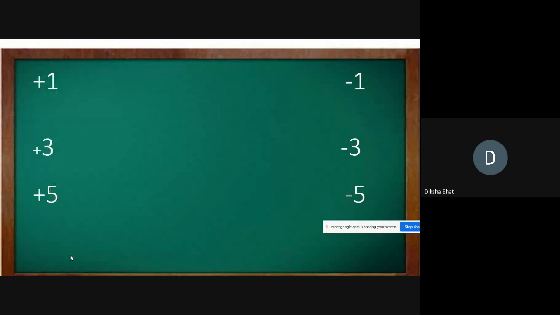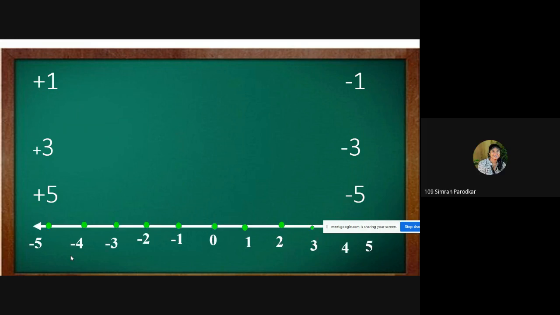Now look at these numbers. What do you observe? Positive 1 and negative 1. Positive 3, negative 3, positive 5, negative 5. What do you observe? Numbers on the right are positive, and the numbers on the left are negative. Correct.